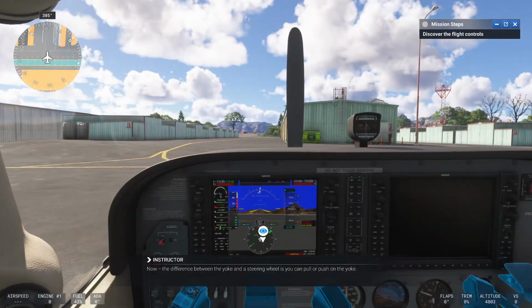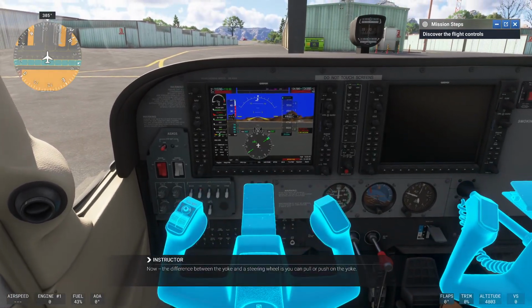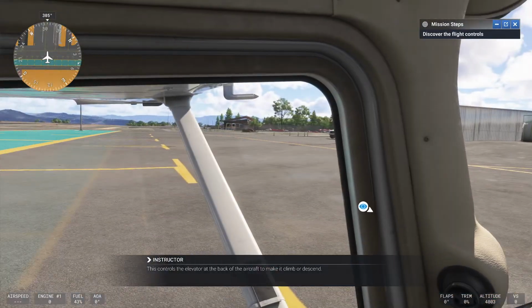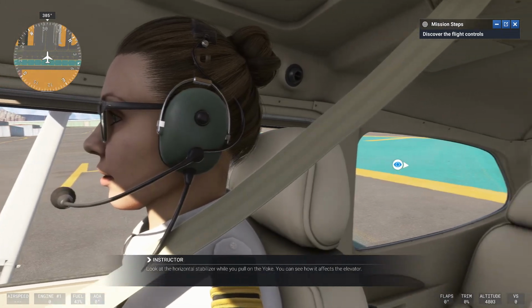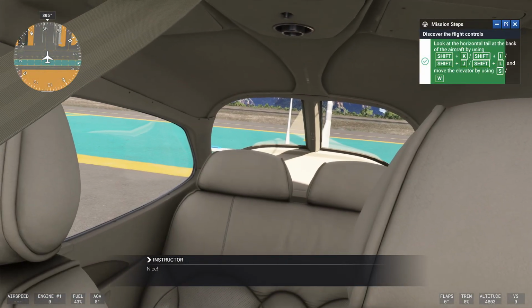Now, the difference between the yoke and a steering wheel is you can pull or push on the yoke. This controls the elevator at the back of the aircraft to make it climb or descend. Look at the horizontal stabilizer while you pull on the yoke. You can see how it affects the elevator. Nice.